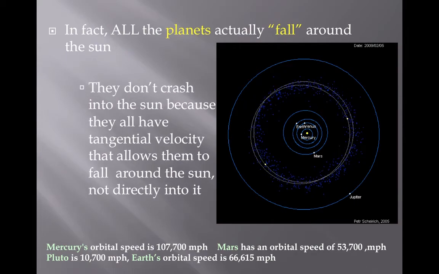All the planets actually fall around the sun. We're not rotating, we fall around the sun, but because we're going fast enough, we stay in a constant falling motion. You look at the bottom, these aren't necessary. But Mercury, because it's so close, has to be going really, really fast, 107,700 miles per hour, whereas the Earth only has to go 66,000 miles an hour, or we would fall into the sun. Pluto, on the other hand, is the slow puppy, only 10,000 miles an hour.